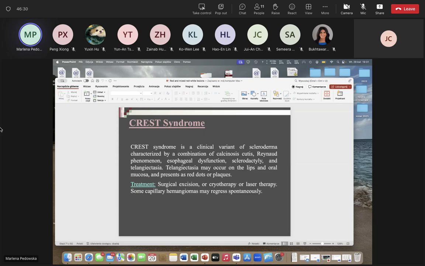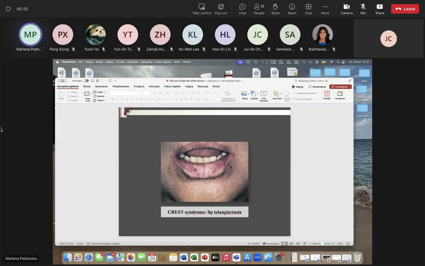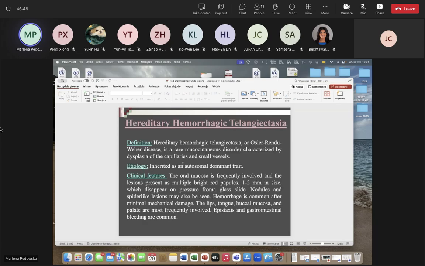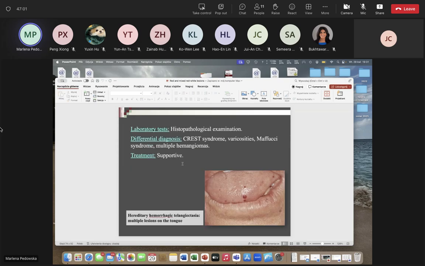The CREST syndrome is a clinical variant of scleroderma characterized by a combination of calcinosis cutis, Raynaud phenomenon, esophageal dysfunction, sclerodactyly, and telangiectasia. Usually it may occur on lips and oral mucosa. Hereditary hemorrhagic telangiectasia, or Rendu-Osler-Weber syndrome, is a rare mucocutaneous disorder characterized by dysplasia of the capillaries and small vessels. And here we have the hereditary hemorrhagic telangiectasia, so multiple lesions on the tongue.